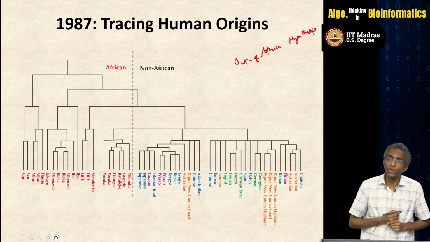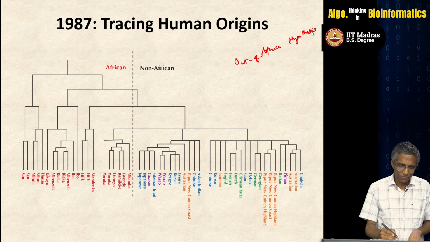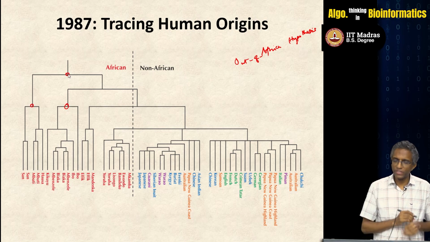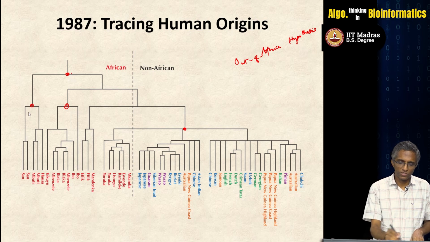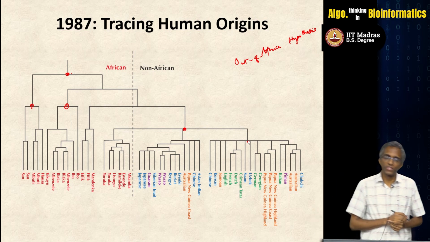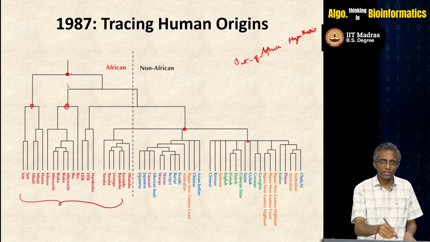Why is this tree supporting the out of Africa hypothesis? You can see here that the common ancestors of these African populations are, and this is drawn in an ultrametric fashion, so these are the ages. The common ancestors of these African populations are much older than the common ancestors of the other populations, let us say these European or other non-African populations, which means that these African populations have had longer evolutionary times to diverge.